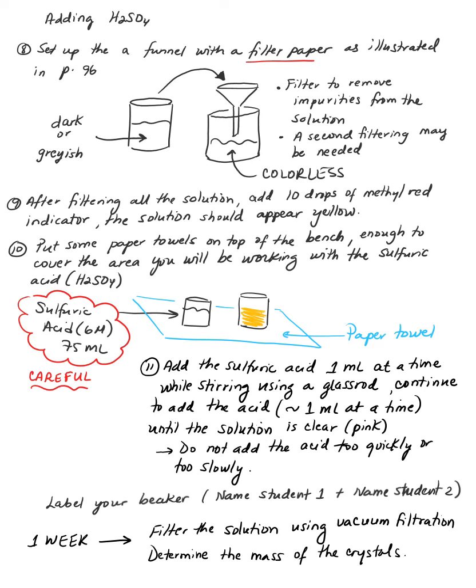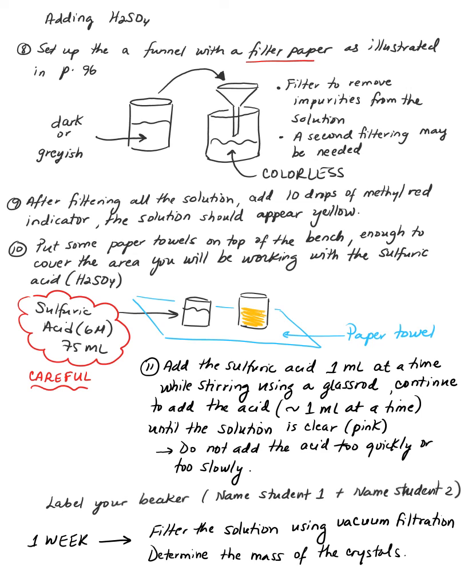So this is a recommendation just to put paper towels on top of the bench. If you spill some sulfuric acid, then it will be contained by the paper towels and won't be on top of the bench. So put some paper towels, 2 or 3. Place your beaker with your solution containing the aluminum after filtration, and then you have another small beaker with about 75 milliliters of sulfuric acid. The sulfuric acid will be in the fume hood. So you have your beaker with the sulfuric acid, about 75 milliliters of it.